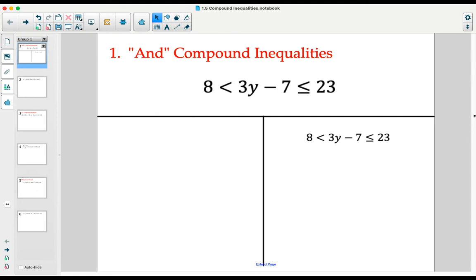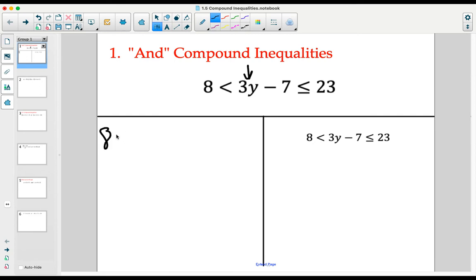And compound inequalities typically don't include the word "and" at all. Usually it's written so that the variable we are trying to solve for, in this case y, is centered in between two constants or two other expressions. There are multiple ways that we can solve "and" compound inequalities, and I'm going to show you two of those ways.